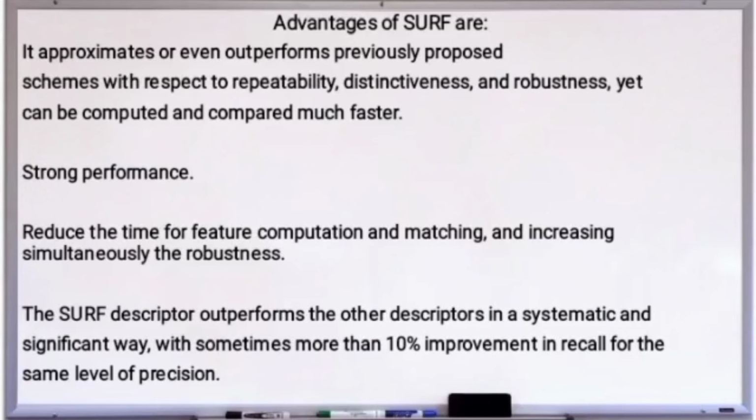We also have here the advantages of SURF. It approximates or even outperforms previously proposed schemes with respect to repeatability, distinctiveness, and robustness, yet can be computed and compared much faster. Strong performance and reduced time for feature computation and matching, while increasing robustness simultaneously. The SURF descriptor outperforms the other descriptors in a systematic and significant way, with sometimes more than 10% improvement in recall for the same level of precision.